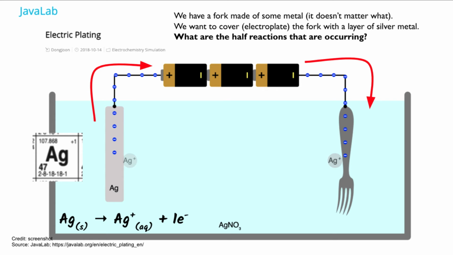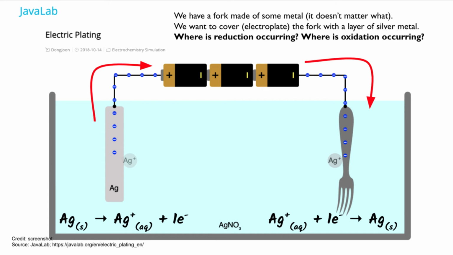On the other side of the reaction, I have the opposite occurring. I have a silver ion approaching the fork and reuniting with an electron from the battery that's being pushed down into the fork. The positive ion and the negative electron will attract, and we will end up with solid silver coating the outside of the fork.